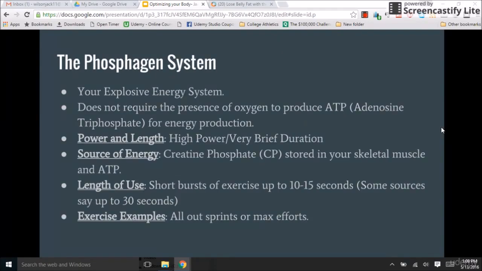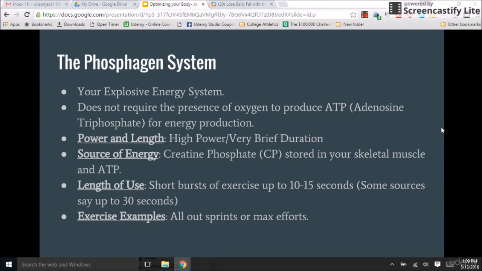So the phosphagen system is what we're going to refer to as your explosive energy system. It does not require the presence of oxygen to produce ATP, or adenosine triphosphate, for energy. This is a very high power energy system that ATP delivers, but for a very brief duration. What it needs to fuel this energy is creatine phosphate, which you may have heard of before, which is stored in your skeletal muscle, and ATP.